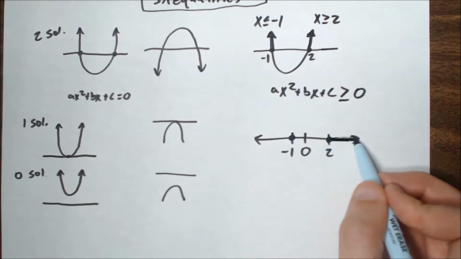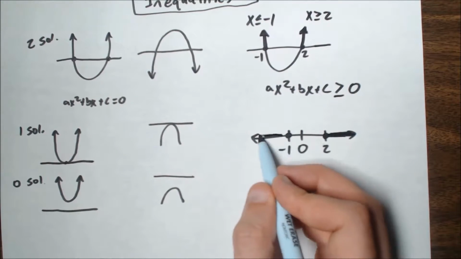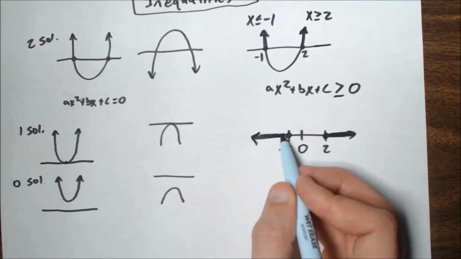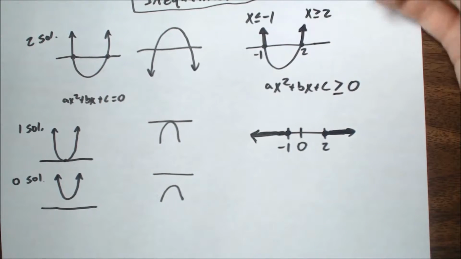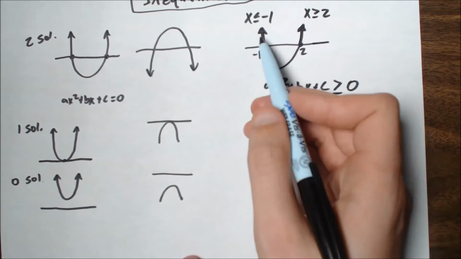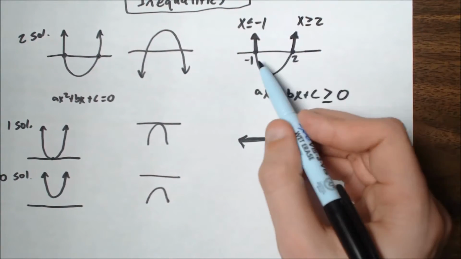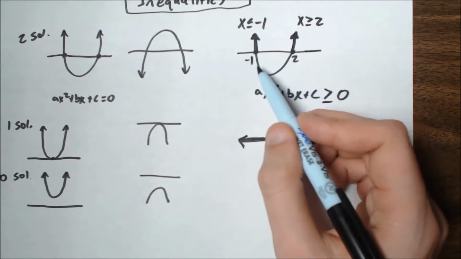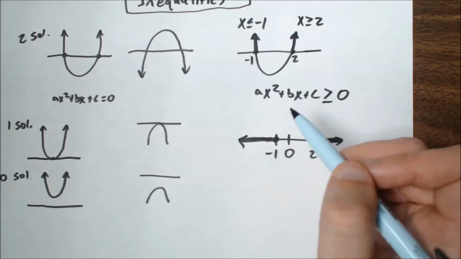And I want all of this part and all of this part. Those are the parts on the number line where my graph is greater than 0. If I wanted the parts where it was less than 0, where is this graph less than 0? It's less than 0 in between those two places, okay? And I would have to say between -1 and 2.